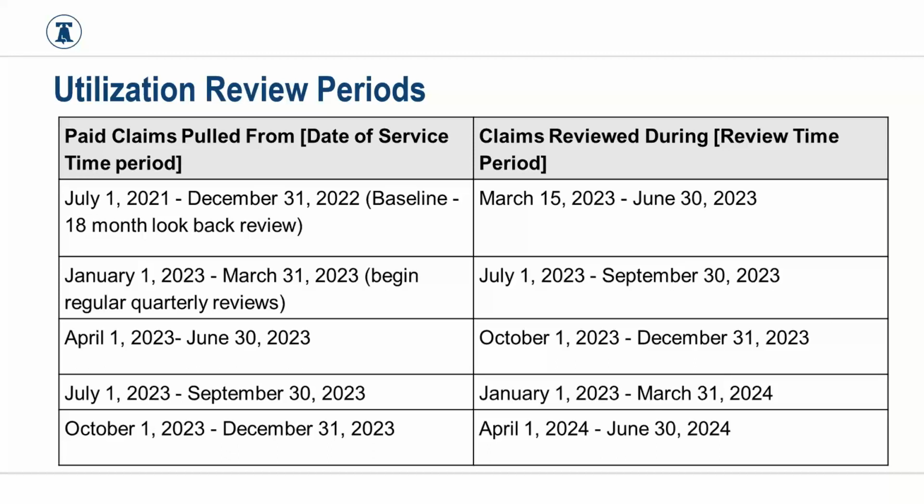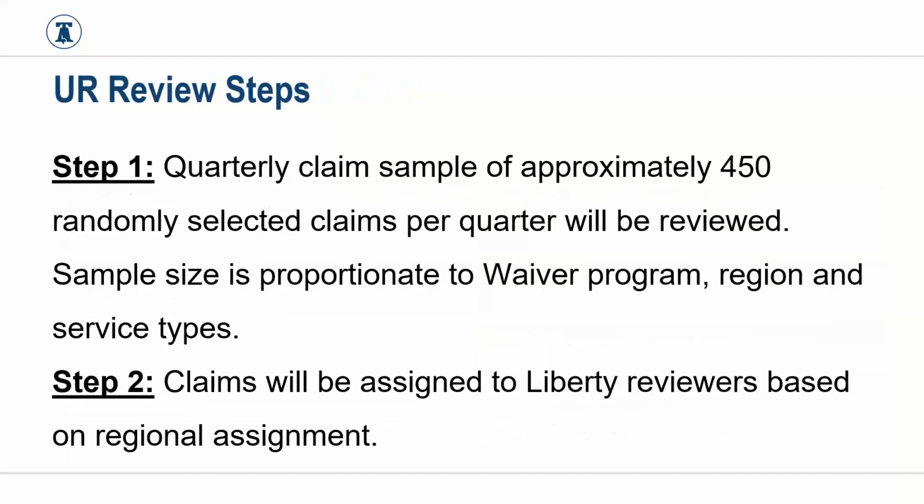So in July, we would be looking at claims where there were dates of service from January 1st, 2023 through March 31st. And then you can see in October, we would be looking at April 1st through June 30th. And then in January, that's when we'd be starting looking at the new fiscal year, July 1st, 2023 through September 30th, 2023. So it'll go in that cadence for each quarter moving forward. Okay, you can go to the next slide.